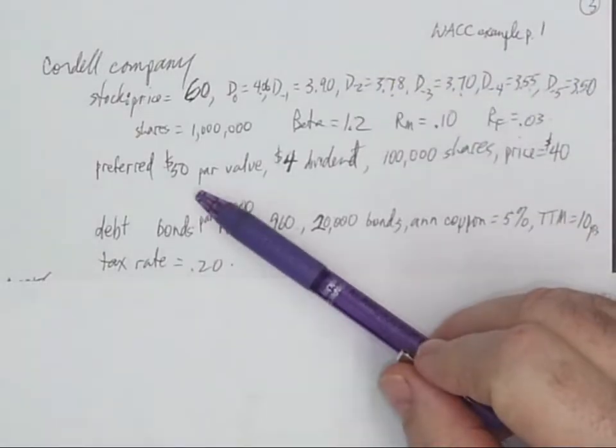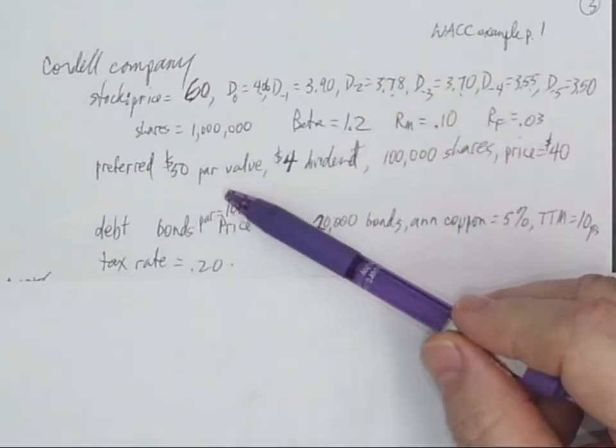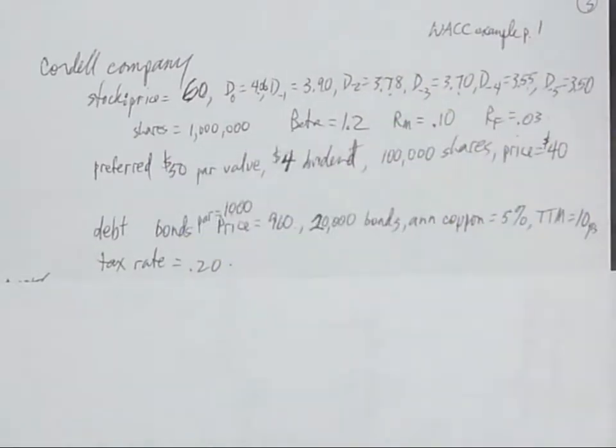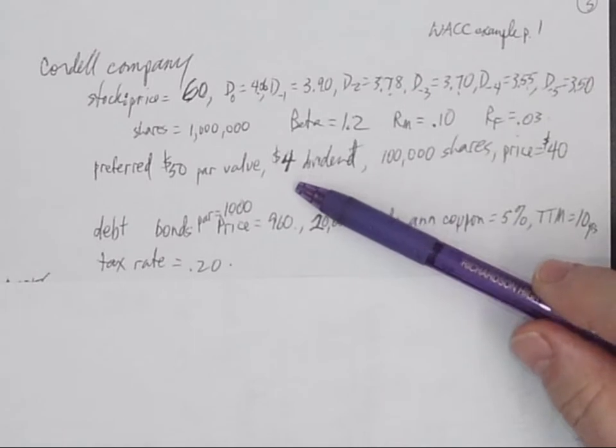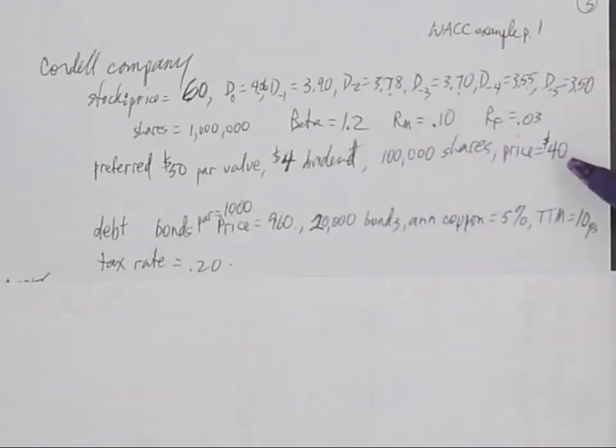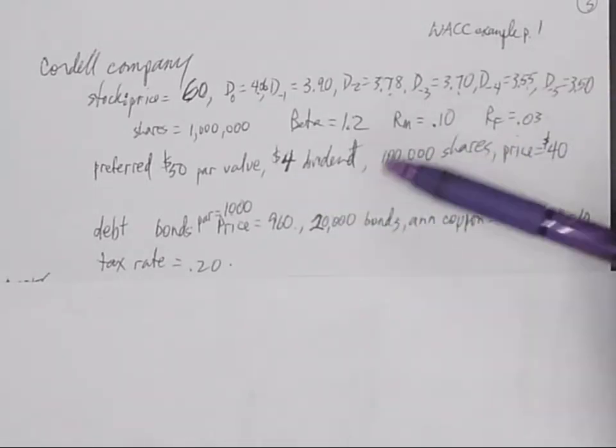Then we have preferred stock for $50 par value. If it says $50 par value, that is not what it's currently selling for. That's just what it's listed for on the books. And it's a $4 dividend. There are 100,000 shares, and it's selling for $40.